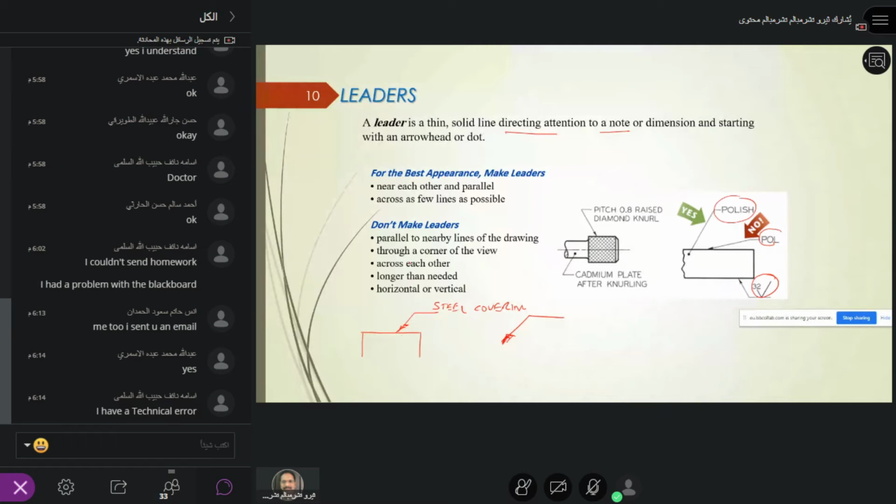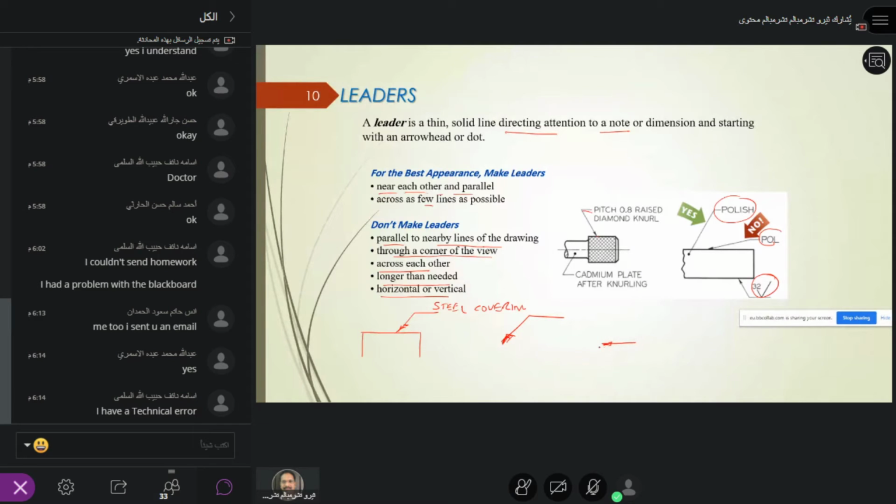Okay, so for the leader, there are some limitations here, or instructions. The leader must be nearer to each other and parallel. This and this should be parallel across a few lines if possible. It should be parallel to nearby lines through a corner of the view, across each other, longer than needed, horizontal or vertical. So what they are trying to say here is, don't put a leader like this. This is not the leader.